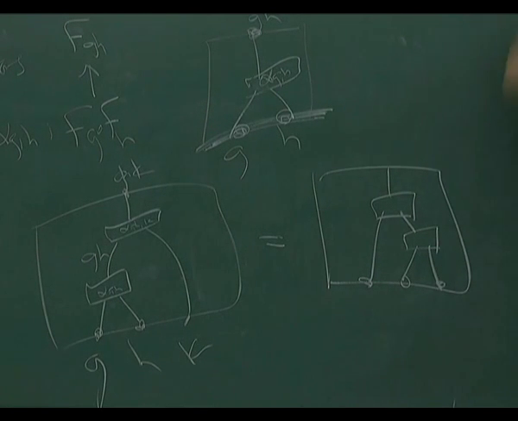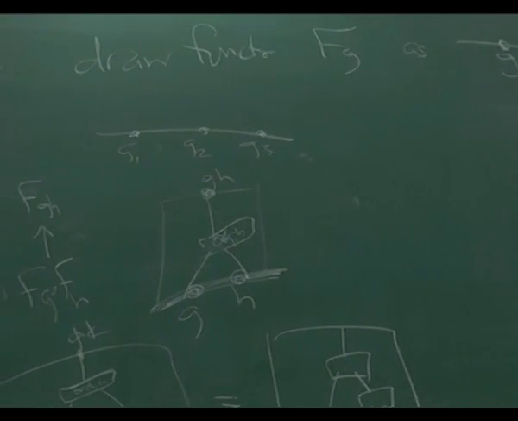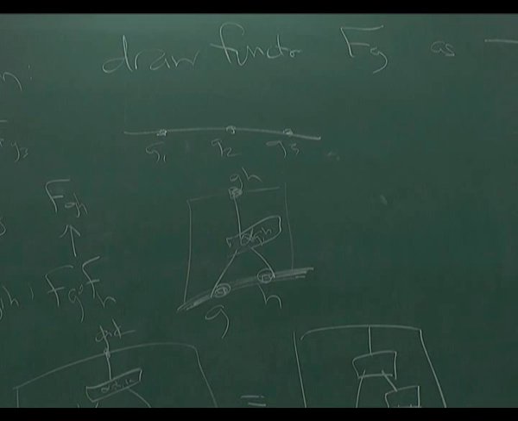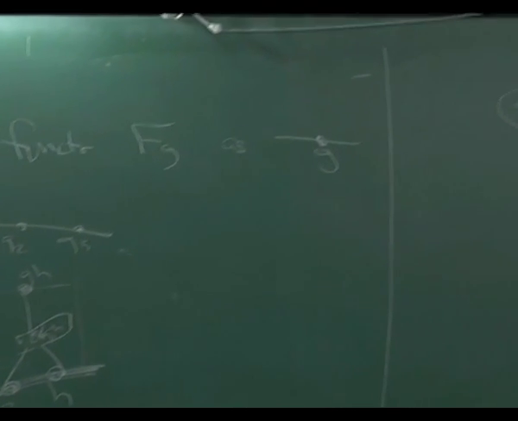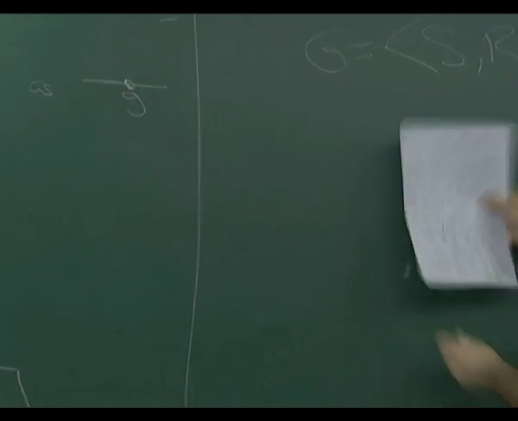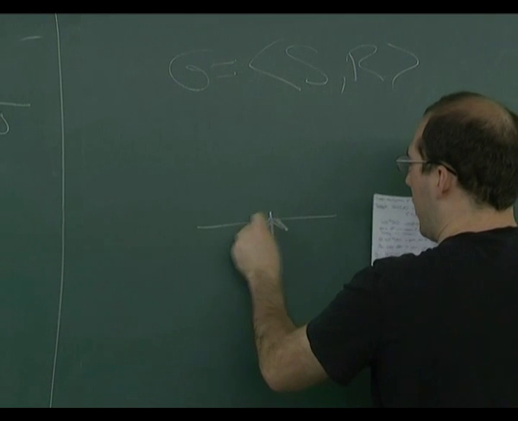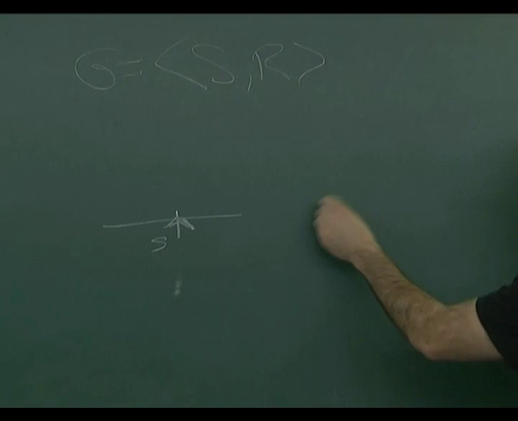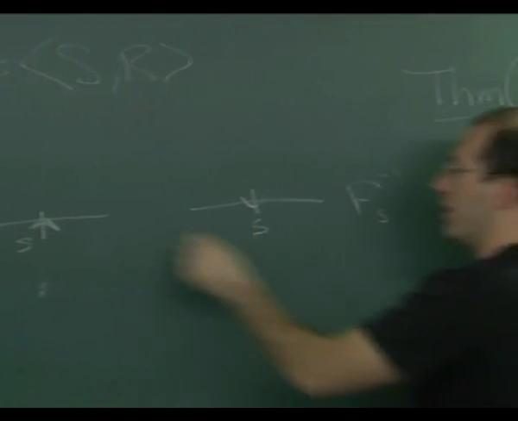So I'll give you another example. Yes, I think I have just enough time to do this, which is perfect. So, for a general GSR, what you want to do is as follows. You have an up arrow labeled S, and this indicates the functor FS. And a down arrow labeled S indicates the functor FS inverse.